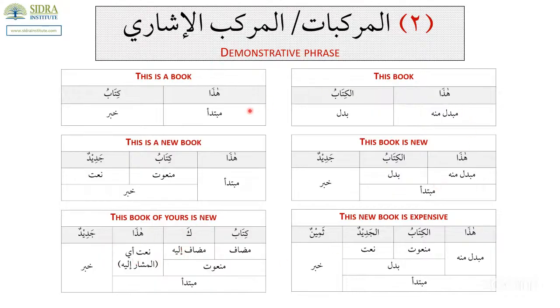So these are different combinations of Ismul Ishara. I thought it probably would be of importance to share with you. I could have added a few more combinations like Hadha Kitabuka. Hadha Kitabuka would have been Hadha is mubtada'un and Kitabuka, mudaf, mudaf ilayh is the khabar. Okay, but we would suffice with these constructs, and I hope this gives you a better picture of how Ismul Ishara groups together to become a phrase in certain situations, groups together to become a complete sentence.